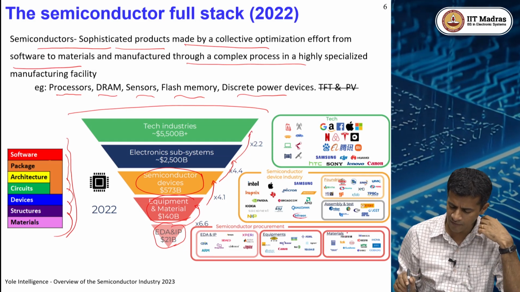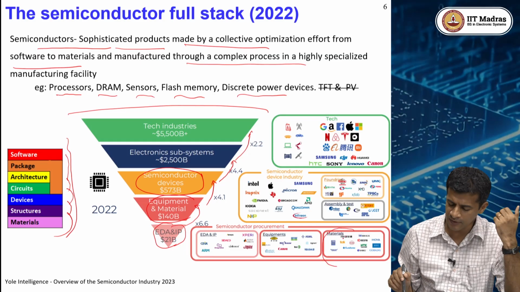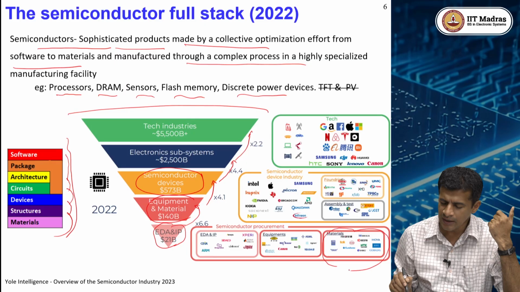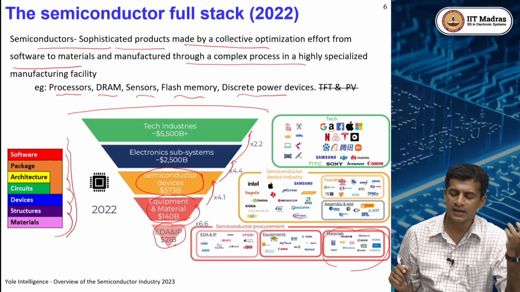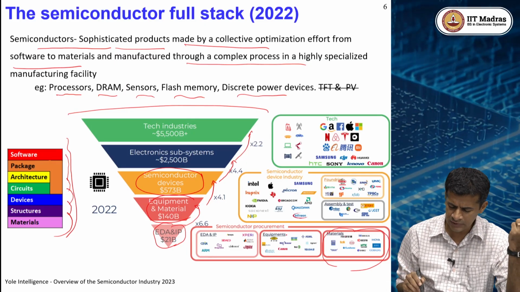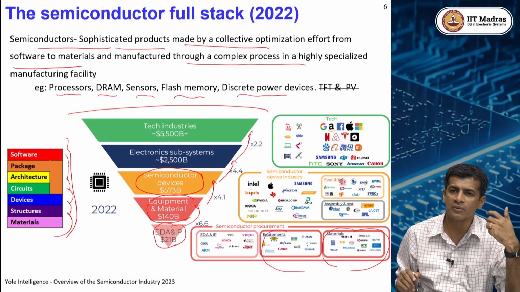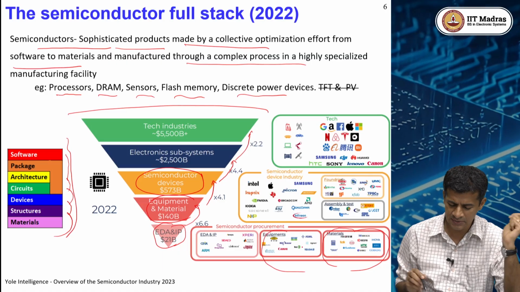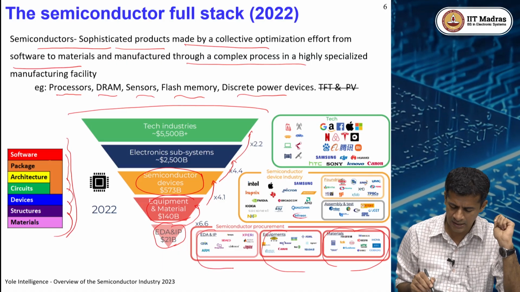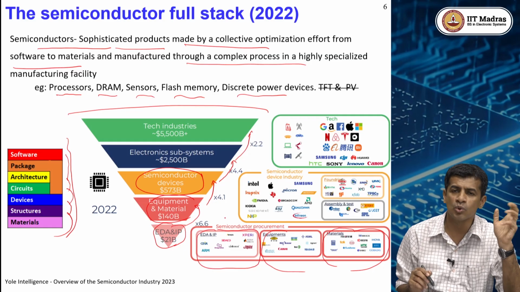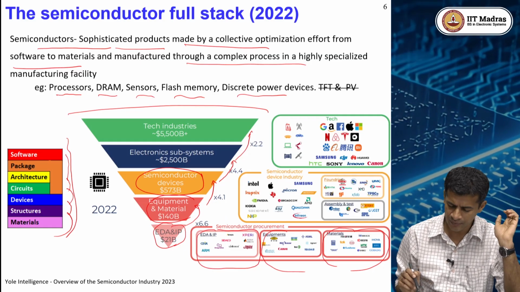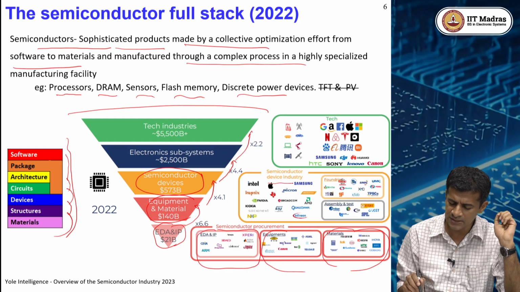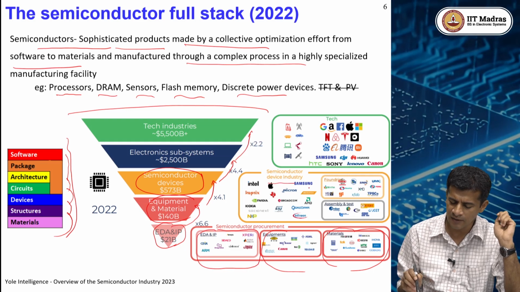For example, if you look at materials at the bottom of the pyramid, you have various vendors who may sell wafers and specialty gases. These are equipment makers, who sell equipment which is used by companies like TSMC or Intel to make chips. And these are the EDA vendors, who sell IP and CAD tools. Then, once you come to the companies which make the chip, there are two types of companies.